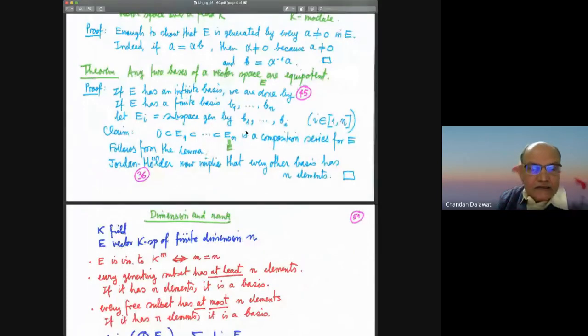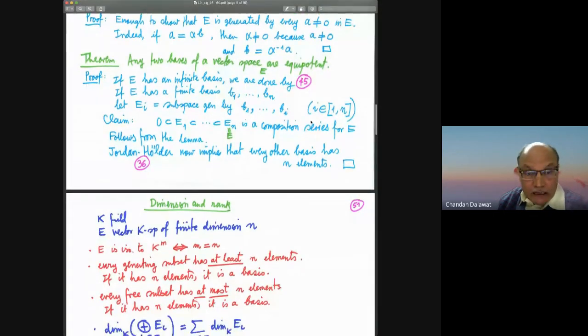So now the result follows from the Jordan-Hölder theorem, which says that any two composition series for the same module have the same length, and actually the successive quotients are also isomorphic, but we just need the fact that they have the same length. So if I have another basis E1 to Em, that M will have to be equal to this N, and that's it.